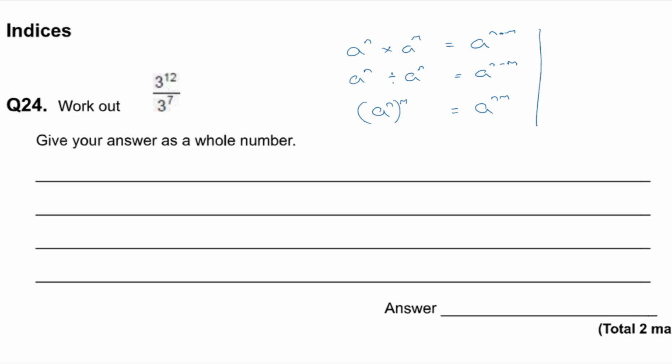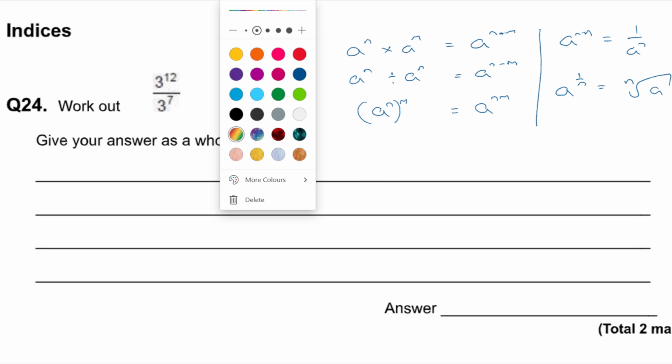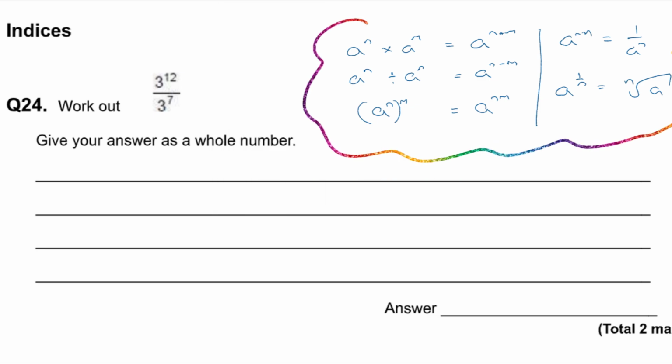Plus on top of that, you need to know what a negative index means, that a to the minus n is equal to 1 over a to the n, and you need to know what a fractional index is. So a to the power of 1 over n, that is the nth root of a. Okay, so that is the kind of assumed knowledge for this topic. So you need to know all that. So yeah, that's the info we need for this topic. Let's go through the questions.